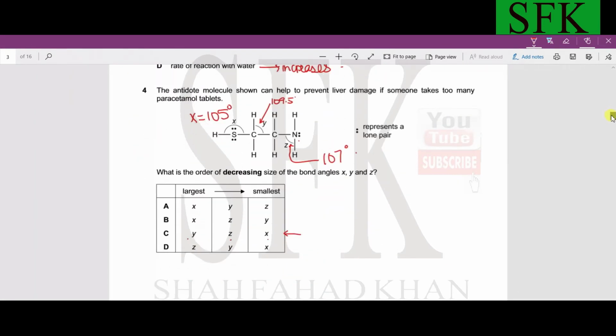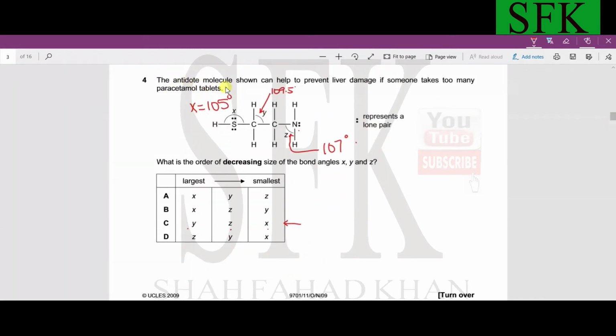Now let's move on to question number 4. The antidote molecule shown can help to prevent liver damage if someone takes too many paracetamol tablets. This is the paracetamol molecule. Now what is the order of increasing size of the bond angles X, Y, and Z? These bond angles are asked: X, Y, and Z.